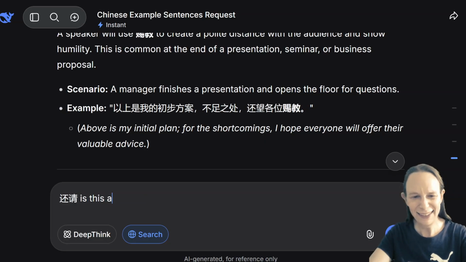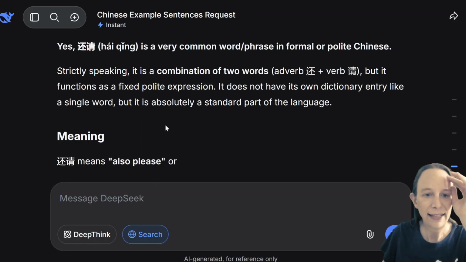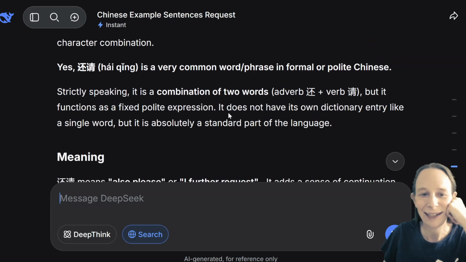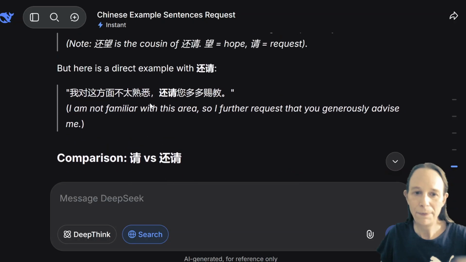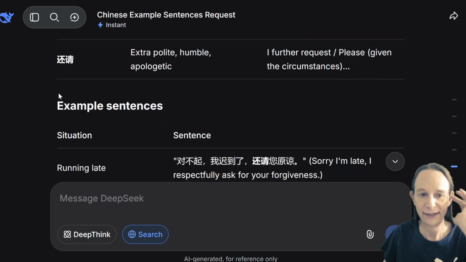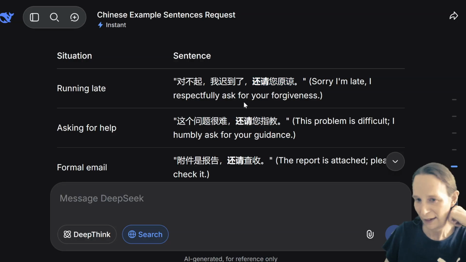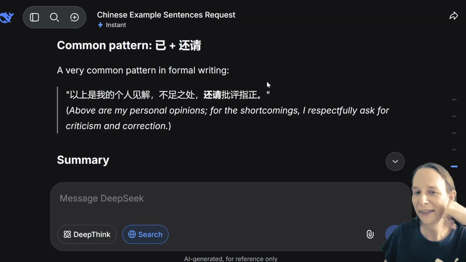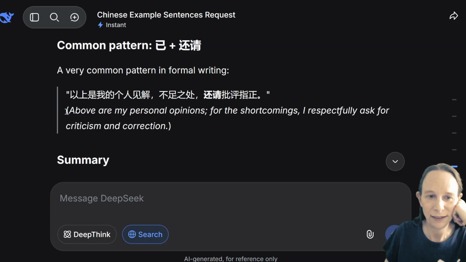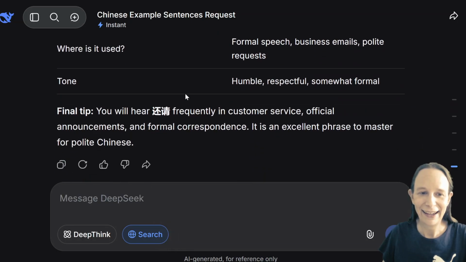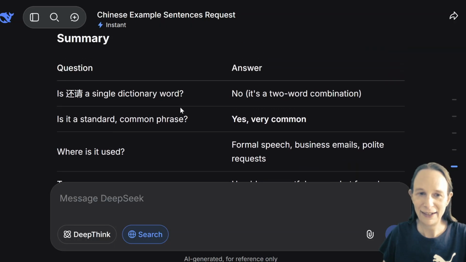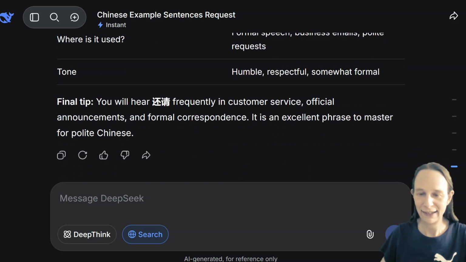Is this, first of all, a word? 还请. It is a combination. 还望, 还请. Is it a word? Please. I don't know what to think about this. 不足之处，还请批评指正. Very, very formal, isn't it? Is it a word? No. Is it the same common phrase? Yes. All right.